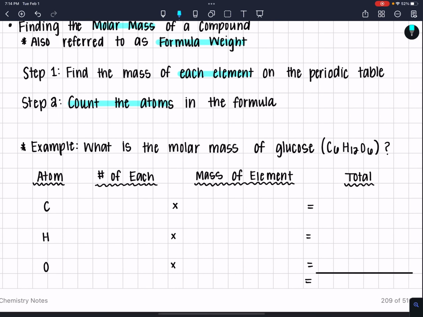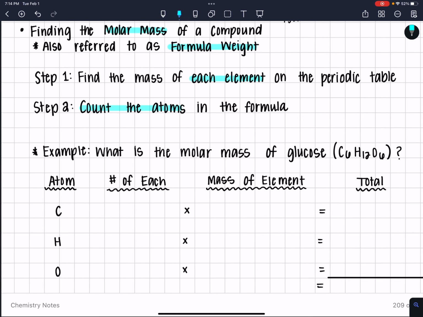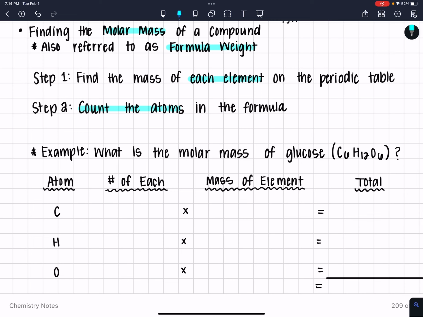So let's do an example together. Let's say I was trying to find the molar mass of glucose. Glucose is a pretty big molecule. Its formula is right here: C6H12O6. And what that means is that there are 6 carbons.